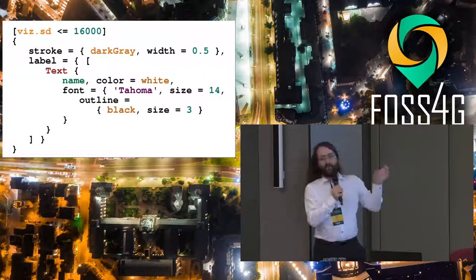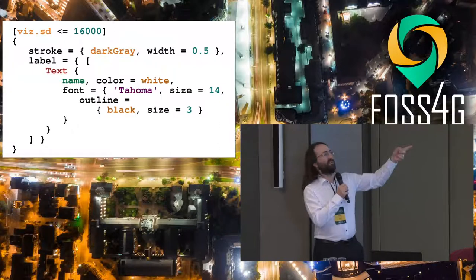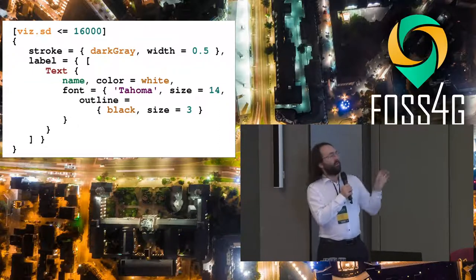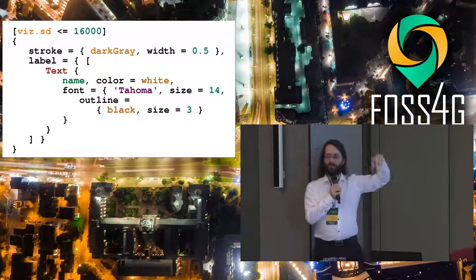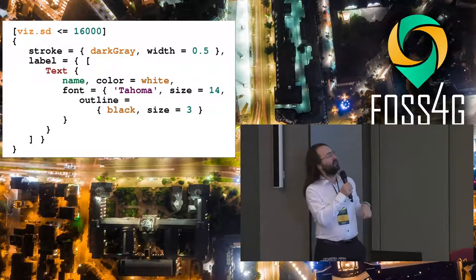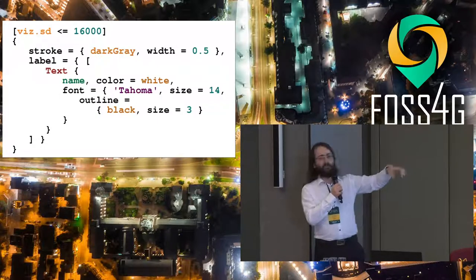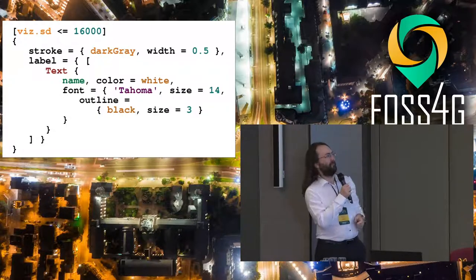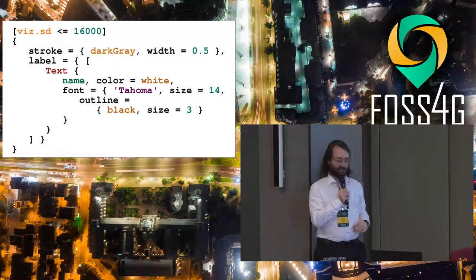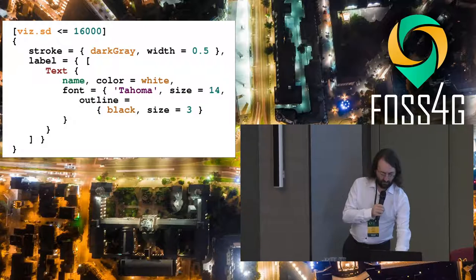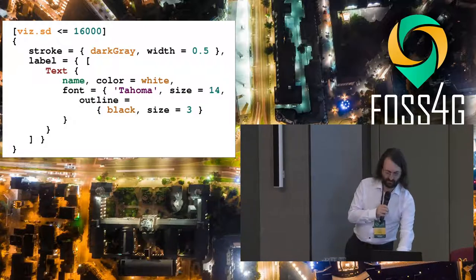The first object we'll create, and in this case it's only one object, is some text. That's the text object. The actual value for the text will be the name attribute, which is taken from the attributes of the data. Then the label will be white, and we select a font. We apply an outline to the font, so it's a black outline around the font. So that's the basics of it. This is pretty much what ECCSS or CMSS looks like.